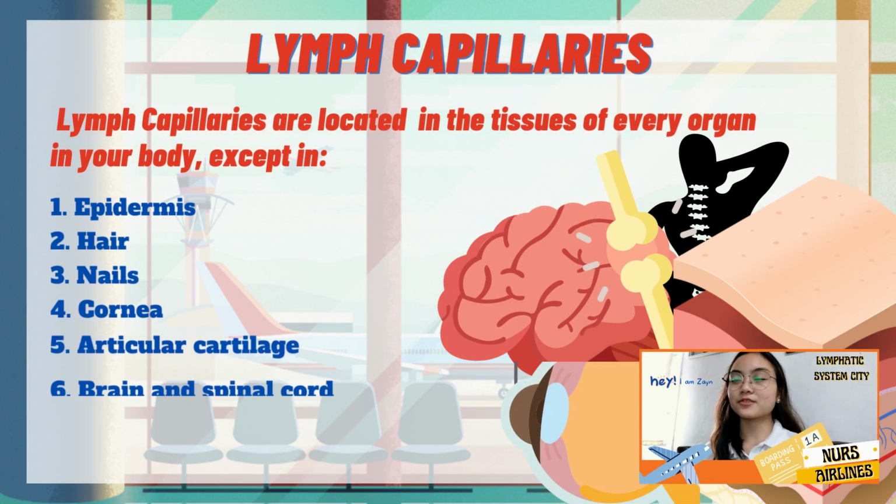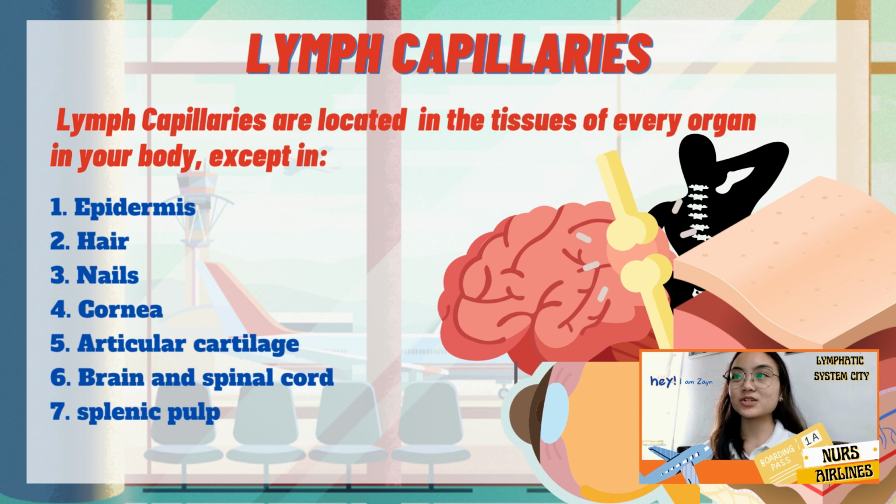Lymph capillaries are found between cells and in the tissues of every organ in your body, except in your avascular tissues, meaning body tissues without blood vessels, which include cartilage, the cornea, the lens of your eye, and the epithelial layer of your skin. And lastly, the central nervous system, including your brain and spinal cord.